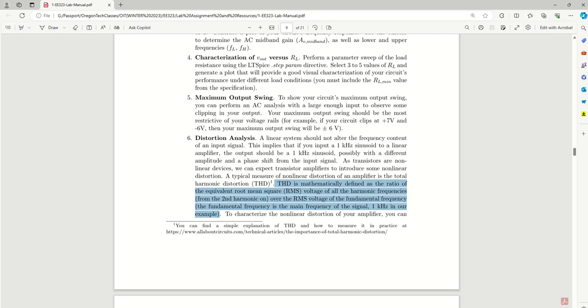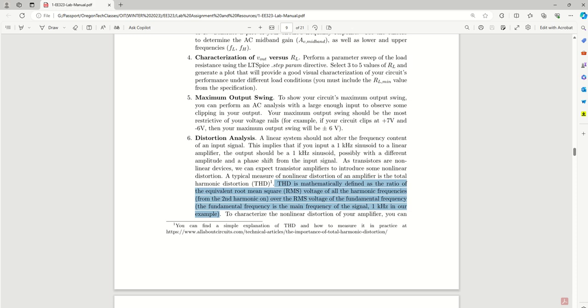So for distortion analysis, I wanted to point out that your lab manual states that total harmonic distortion is defined as the ratio of the equivalent root mean squared voltage of all the harmonic frequencies from the second harmonic on over the RMS voltage of the fundamental frequency. The fundamental frequency is the main frequency of the signal. In our case, we're using 1 kilohertz for this lab.